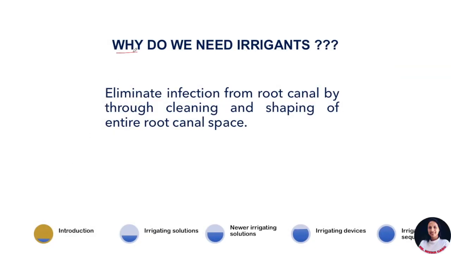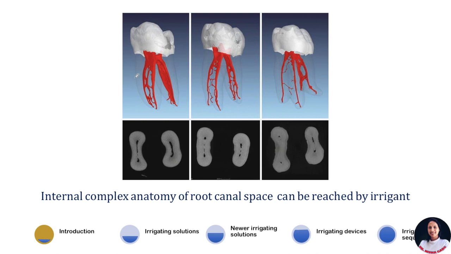Now the question is, why do we need irrigation of the root canal when we are doing proper mechanical instrumentation? Now, just see, the goal of root canal therapy is to eliminate the infection, which is done by thorough cleaning and shaping of the entire root canal space. As we know, root canals have a complex internal anatomy, like the presence of lateral canals, accessory canals, webs, fins, isthmi, and multiple foramina. All these make it difficult for complete disinfection with mechanical instrumentation alone. Therefore, an irrigant is needed to disinfect the canals completely.